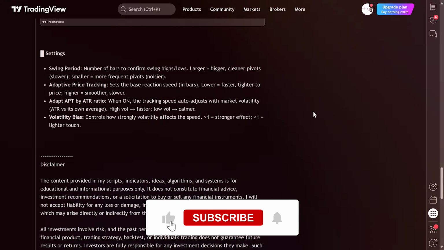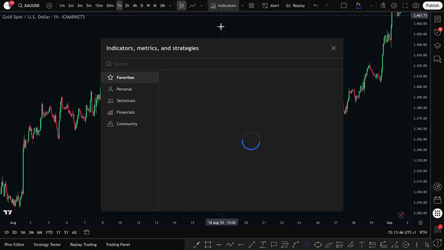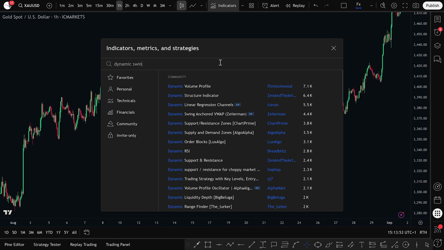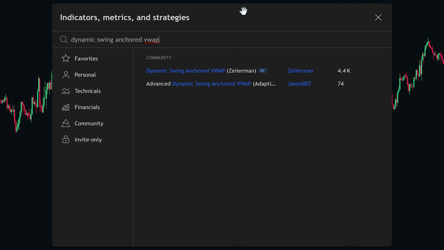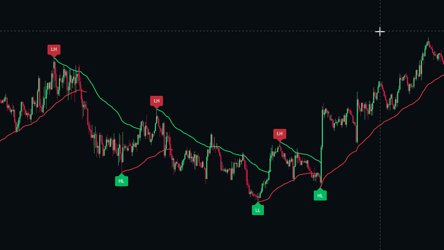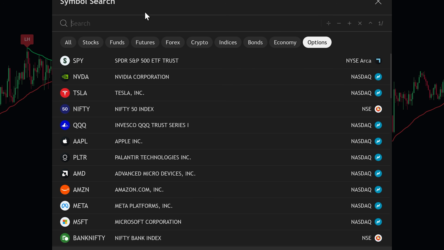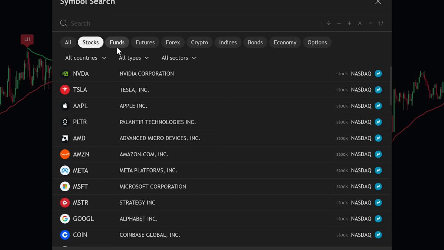Let's jump right in. First, open TradingView and head to the Indicators tab at the top. Now, type Dynamic Swing Anchored VWAP into the search box. Make sure you pick the one created by Zierman. Click on it, and it'll load straight onto your chart. Then, close the search box so you can see it clearly. The best part is, this indicator works on any market. You can use it on Forex, crypto, indices, or stocks, and it adapts to any time frame you trade.